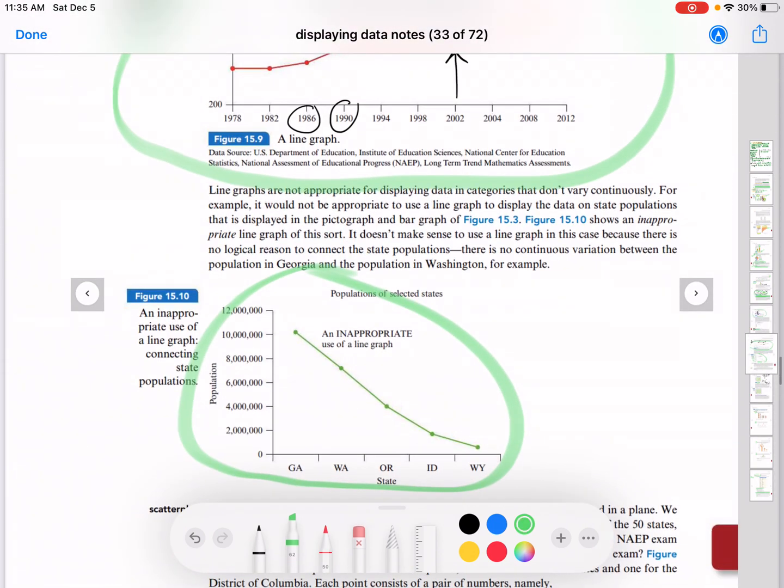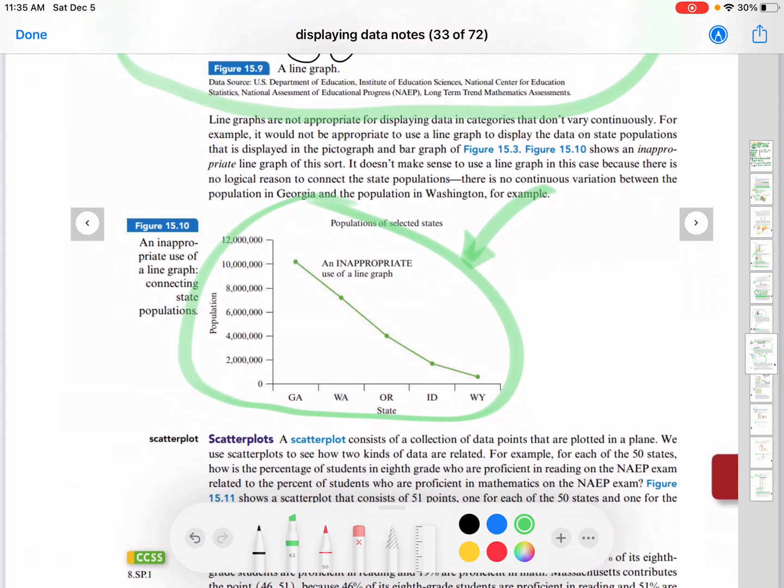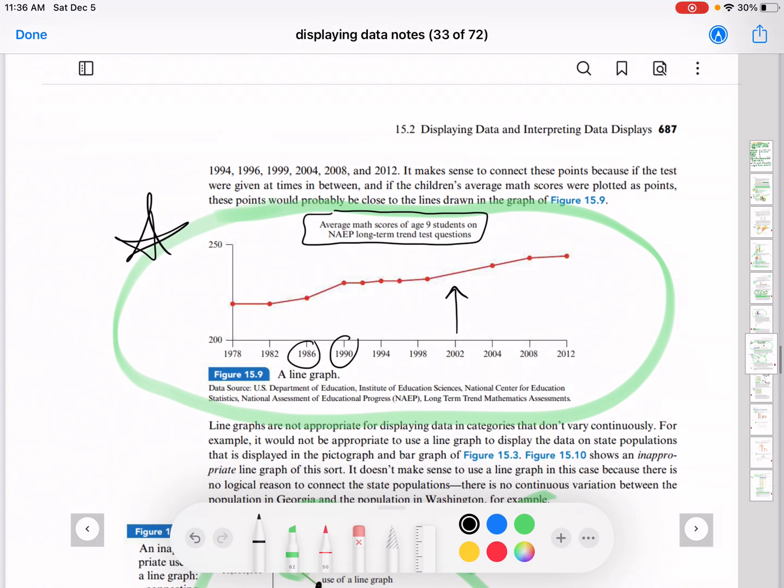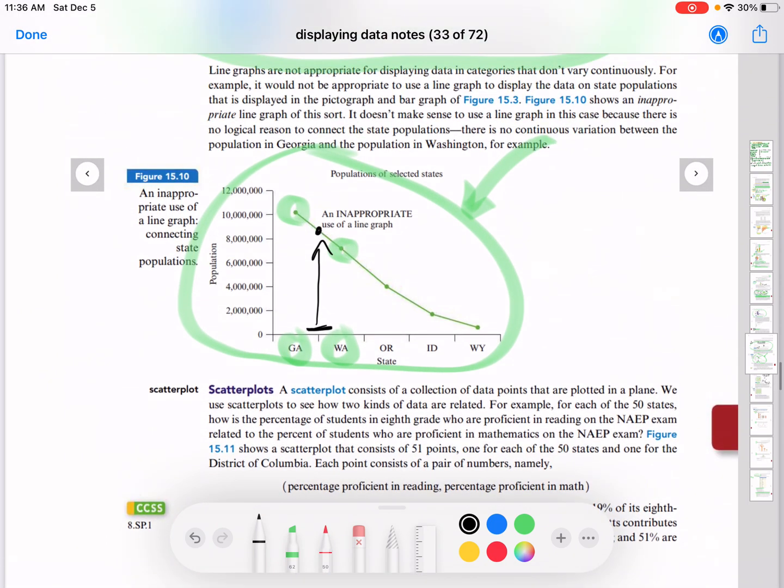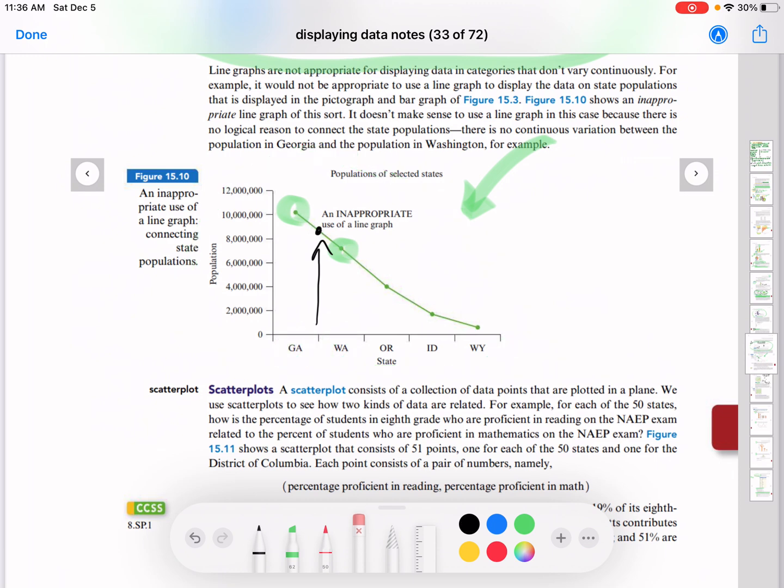Now, to contrast that, line plots are not good for categorical data. Right, if this is looking at populations, we've got Georgia's population right here, or Washington's population right here. It makes no sense to say, hey, what's the population of the state between Georgia and Washington? Because there is no state between Georgia and Washington that makes this. Versus up here, the years progress, 1986, 1987, 1988, 1990. Right, there is no Georgia to Washington state progression. The organization of the categories here is or can be completely random.